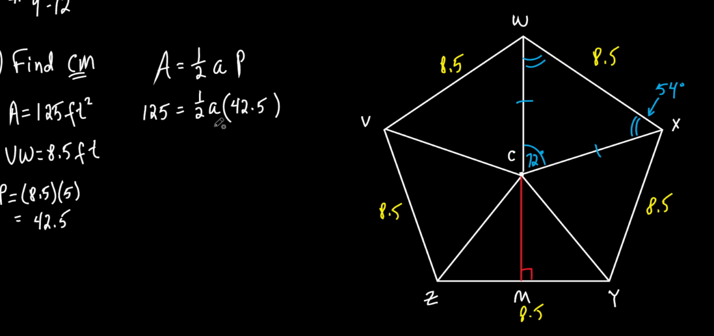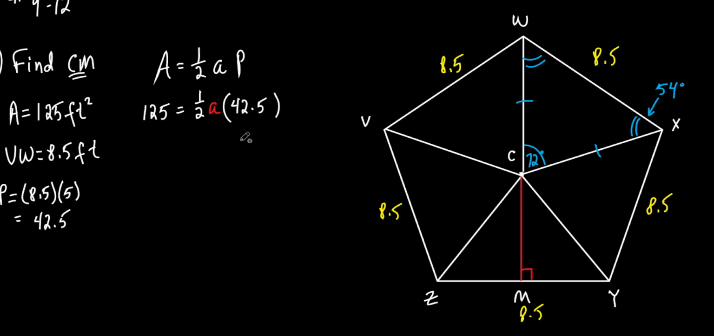In fact, let me just make this a different color, so it pops a little bit. There we go. That's what I want to solve for. I want to solve for a. So what do I have to get rid of? The 42.5 and what else? And the 1/2. Let's do the 1/2 first.